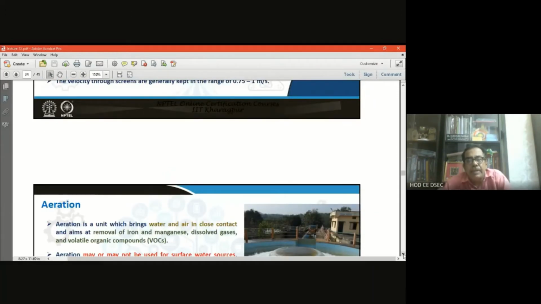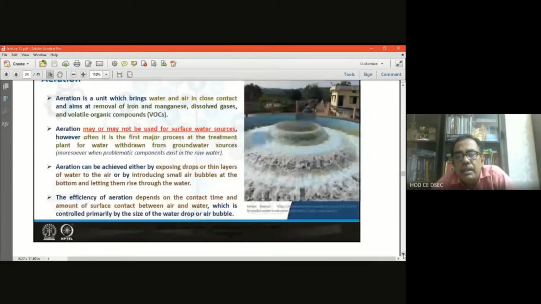This is a picture of aeration, a practical aeration unit of a treatment plant. I am just showing you the picture. It is a unit which brings water and air in close contact and aims at removal of iron and manganese. I have already told you that aeration is a process applied if the source of water is groundwater, and this groundwater contains mainly iron and manganese, along with some dissolved gases and volatile organic compounds. These create smells and odors in the water.